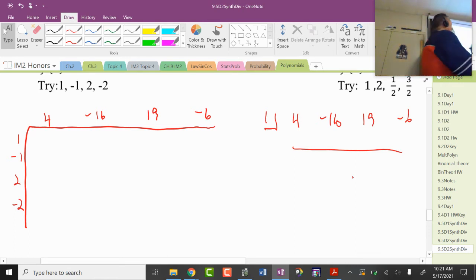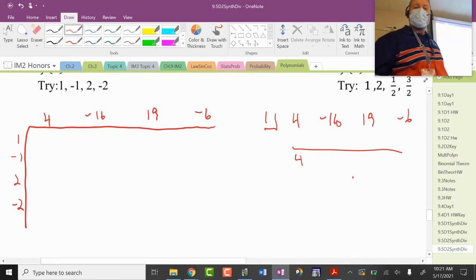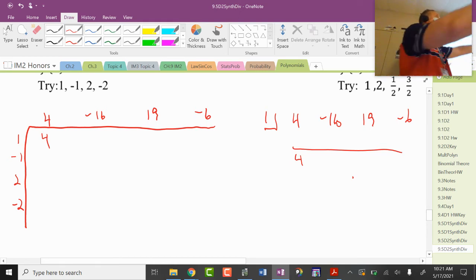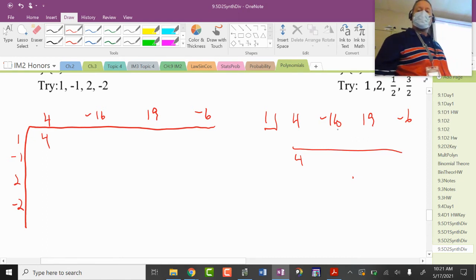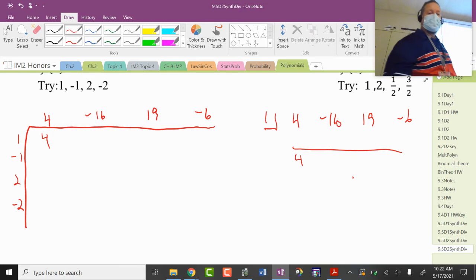Okay, so what's the first step off to the right? What do I do with that 4? Bring it down. You bring the 4 down here. What's the next thing you do? 1 times what? Hold. And then what do you do with that 4? What do you do with the 4 and a -16? This is all I'm asking you to do off to the left. 1 times 4 is 4. 4 plus -16 is what?